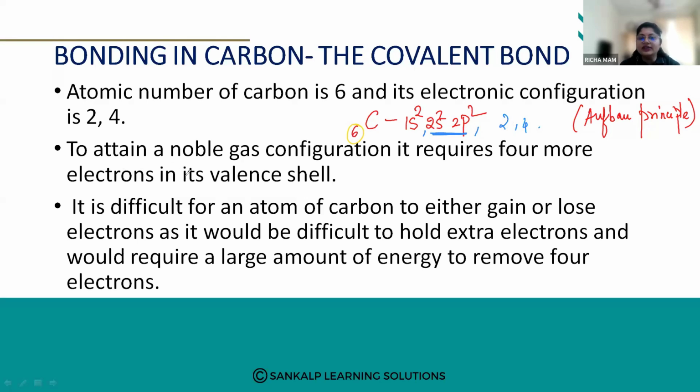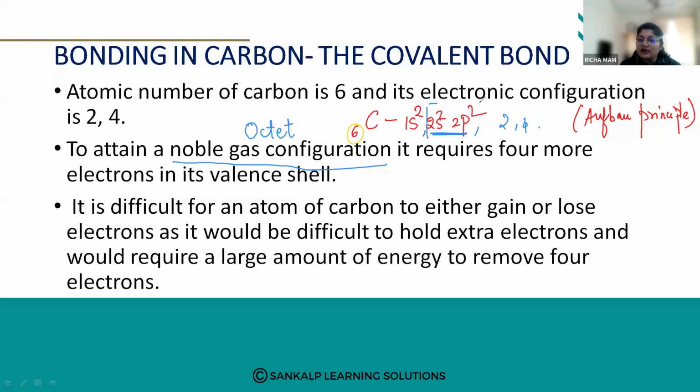Now we know that whenever any element is there, what will it do? It will try to satisfy its valency. It will try to attain a noble gas configuration. It will try to complete its octet, that is 8 electrons. So it will try to complete 8 electrons in its outermost shell.